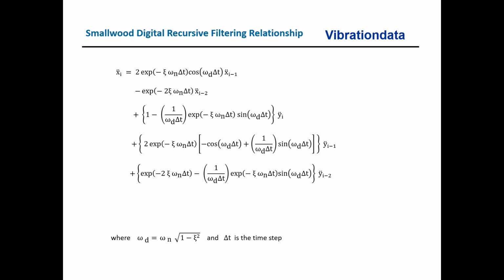Well, here is the Smallwood algorithm, and x double dot sub i, so the absolute acceleration response at step i, is equal to this coefficient. Now, you're going to see this coefficient one more time today. But here it is in the response absolute acceleration, and the response acceleration at step i depends in part on the previous response acceleration, x double dot sub i minus 1, minus this coefficient, which you'll also see again, times the absolute acceleration response at x double dot sub i minus 2.